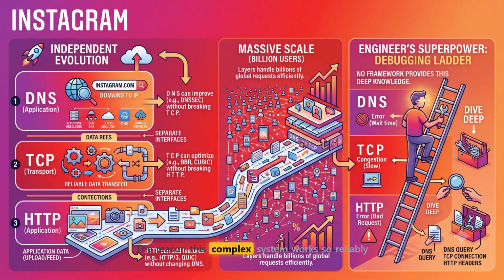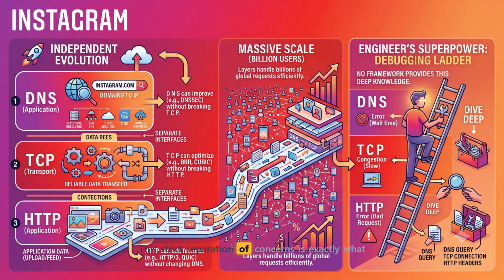The reason this complex system works so reliably comes down to a masterpiece of design engineering. The internet is built in independent layers. By cleanly separating DNS from TCP and HTTP, each layer can change, optimize, and evolve without ever breaking the others. For instance, security teams can implement DNS extensions to protect domains. Networking teams can switch congestion control algorithms to speed up data delivery. And application engineers can deploy new standards like HTTP version 3 to handle rich media. None of these adjustments require rewriting the layers above or below them.